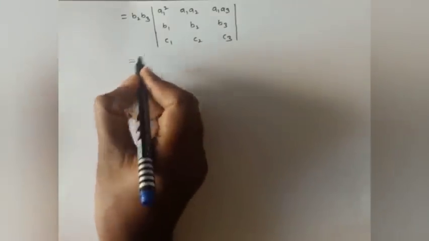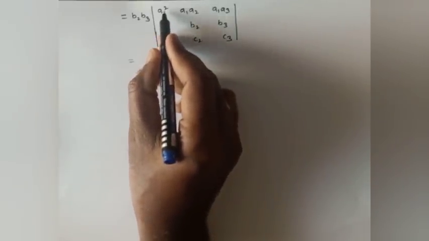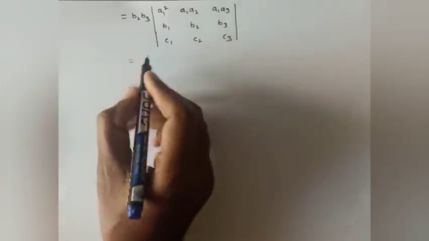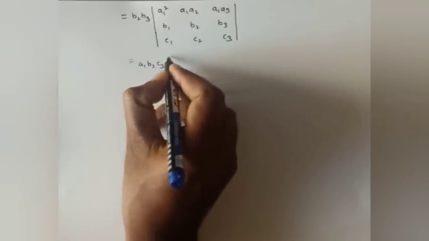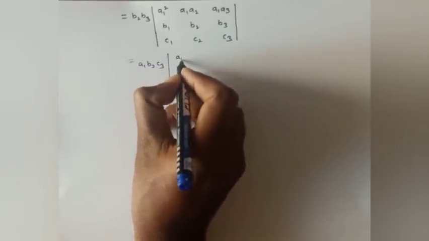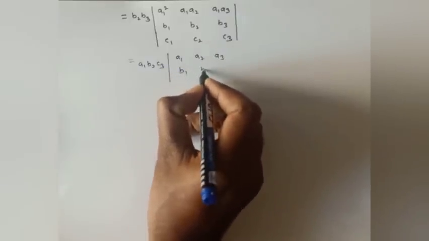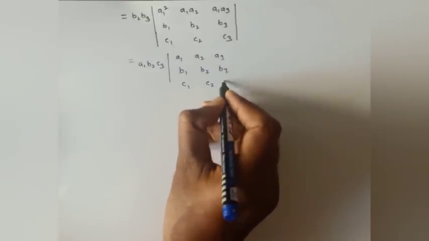So now you can observe the resultant. So from the first row here A1 square, A1 A2 and A1 A3, here A1 is common, so that it is A1 times of, here it is A1 A2 A3, B1 B2 B3 and this is C1 C2 C3.